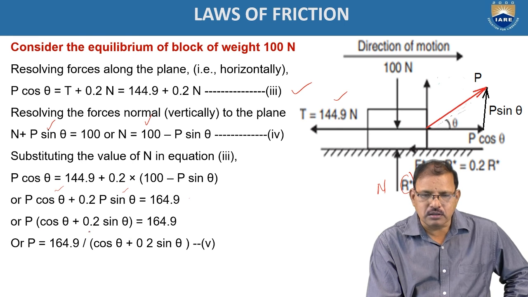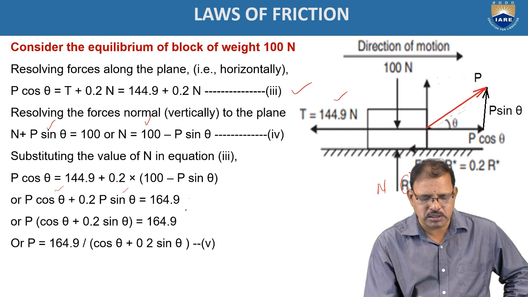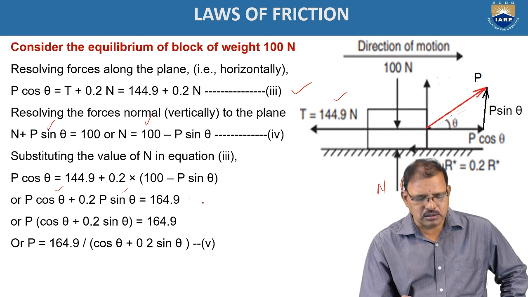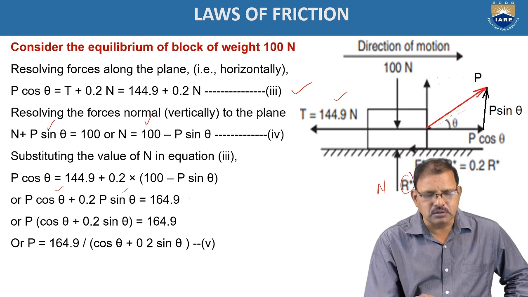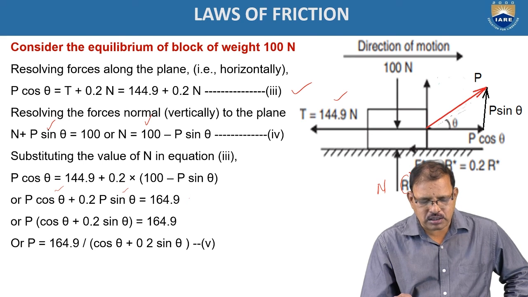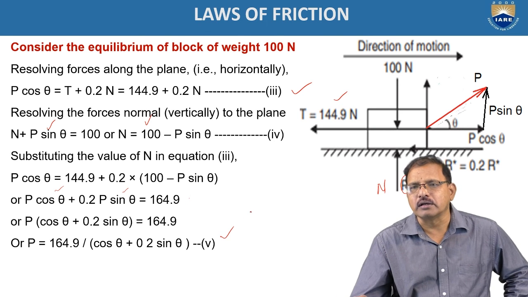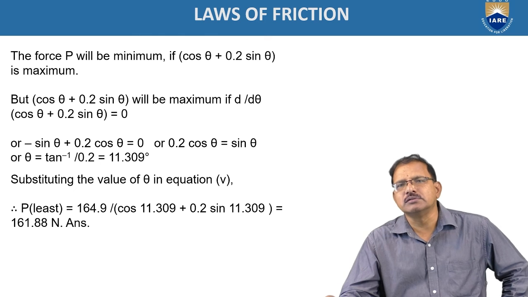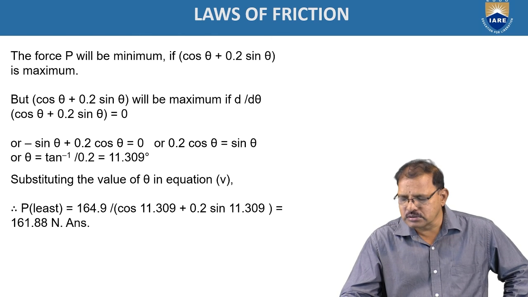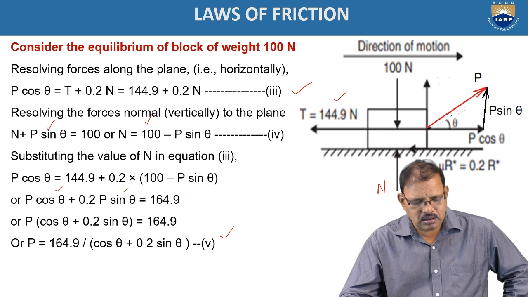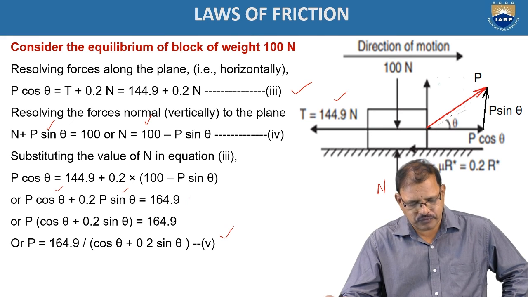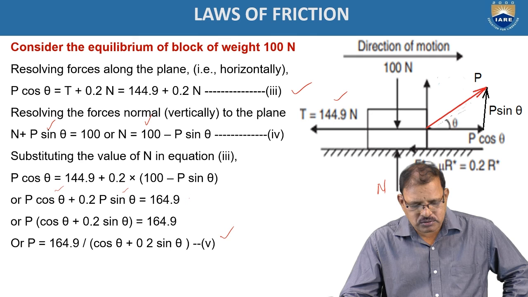So P of cos theta plus 0.2 sin theta equals 164.9. From this relation we got P is equal to 164.9 divided by cos theta plus 0.2 sin theta. It is represented in equation number 5. The force will be minimum when cos theta plus 0.2 sin theta is maximum.